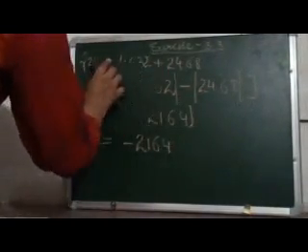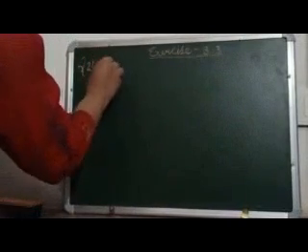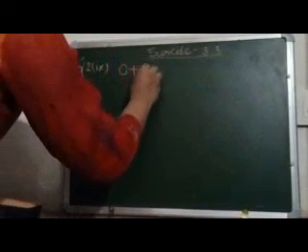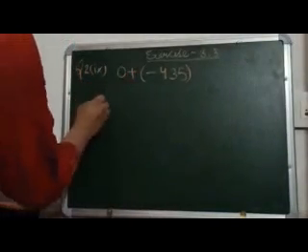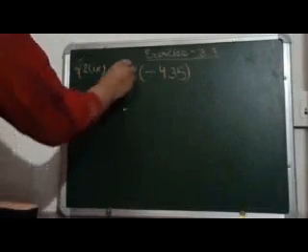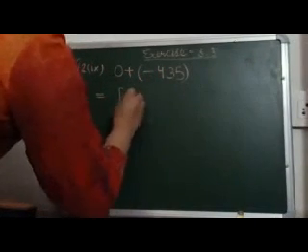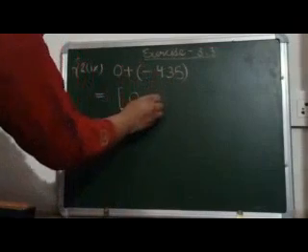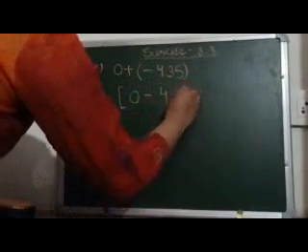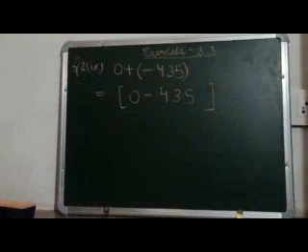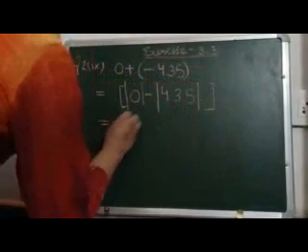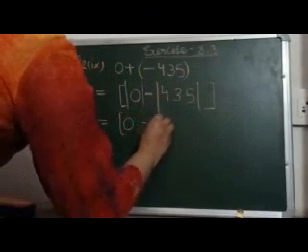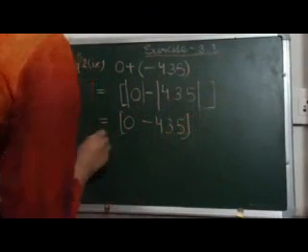Take one more example. Its ninth part. 0 plus minus 435. So that means here you can write 0 minus, plus and minus will give us minus 435. But we have to use the concept of absolute value. So we will put the signs for absolute value, and this will become 0 minus 435, and the answer is minus 435.